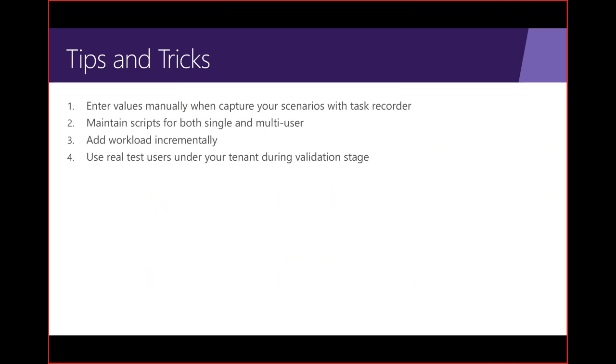Then when you capture the scenario with the task recorder, do not go with the drop downs. For example, if you want to enter the item number, do not select it from the drop down. Instead, capture the value and enter it manually. The reason is that if you capture from the drop down, it will capture those activities, and eventually it's going to convert those activities into part of the test script.